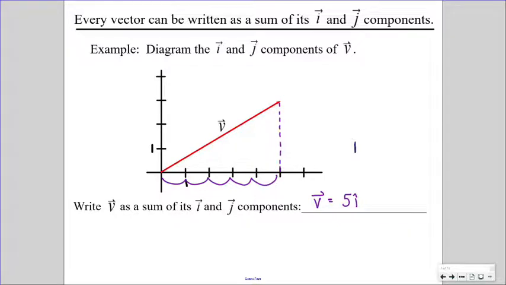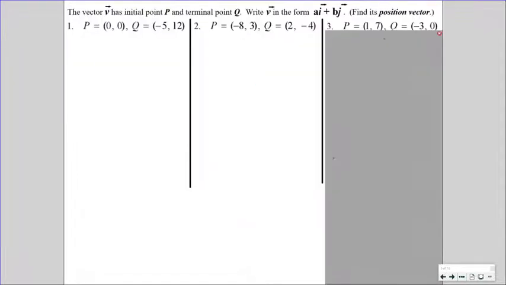You'll see me write it with a hat like that, but it's the same thing if you do the vector arrow like that. And then the vertical component then is 1, 2, 3 up. So plus 3j. And it's positive 3 because it's up 3. It's positive 5 because it's to the right 5. If we had gone left and down, we'd be negative 5 and negative 3. But there is vector v written as the sum of its horizontal and vertical components.